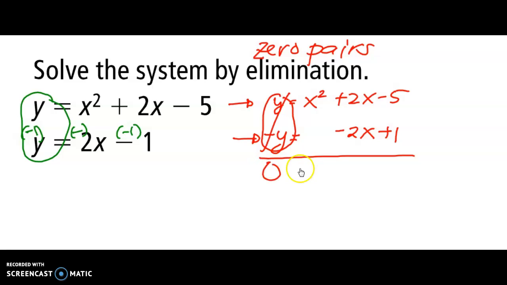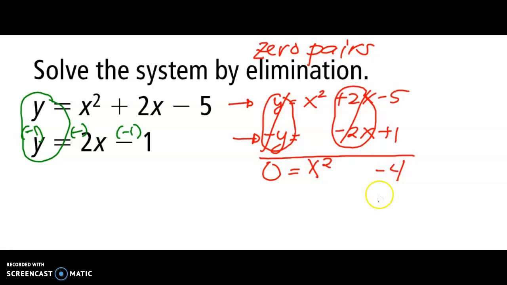That turns to 0 equals, you bring down your x squared. Now 2x minus 2x will also be 0. And then this one is negative 4. There you go.